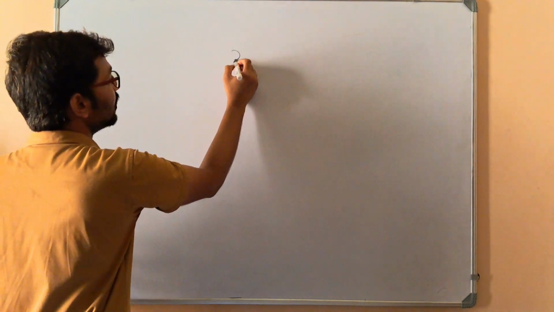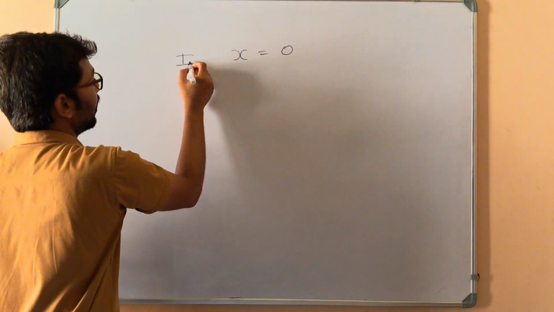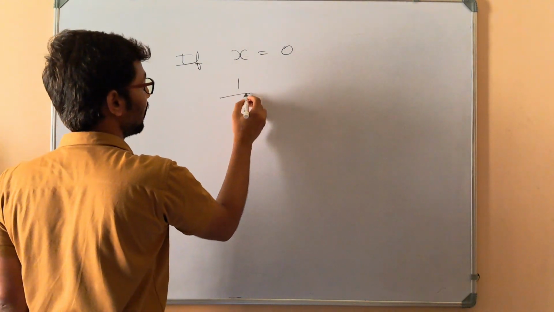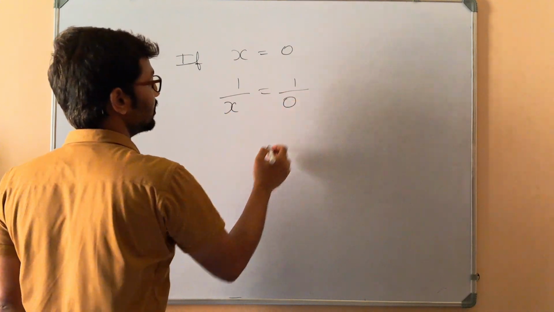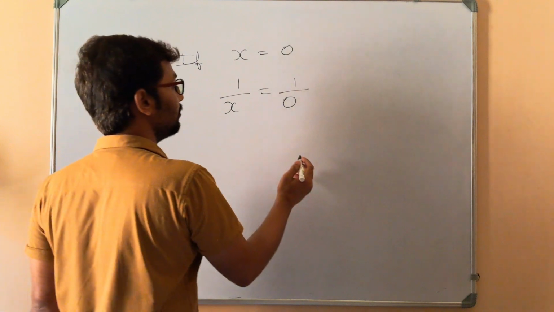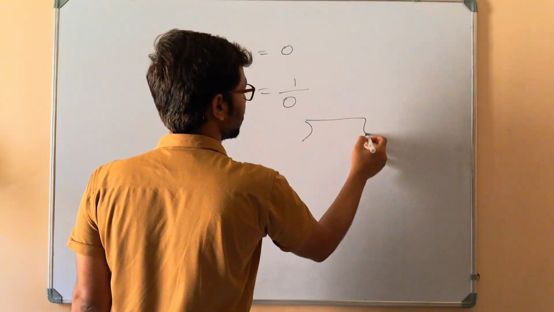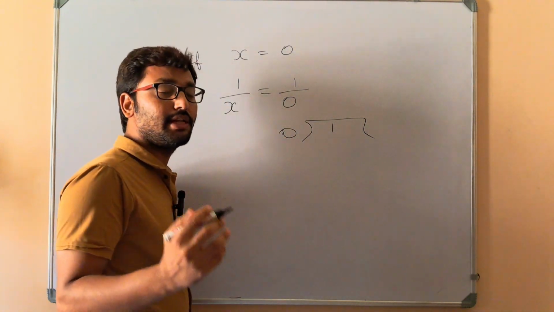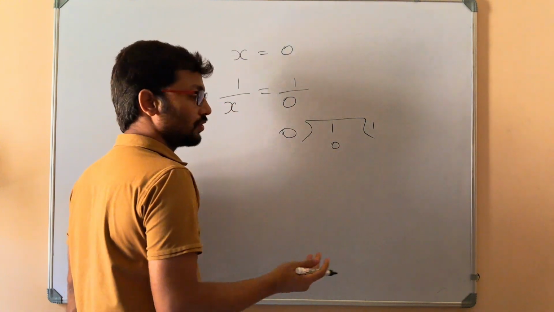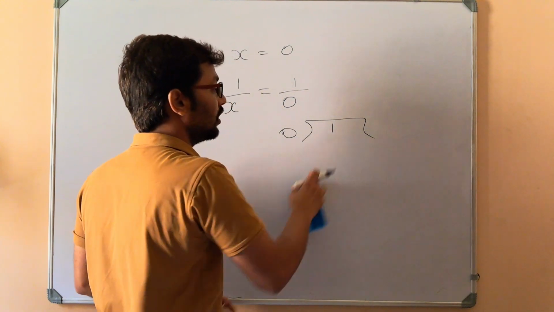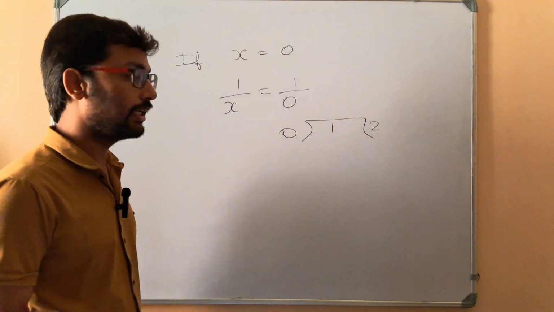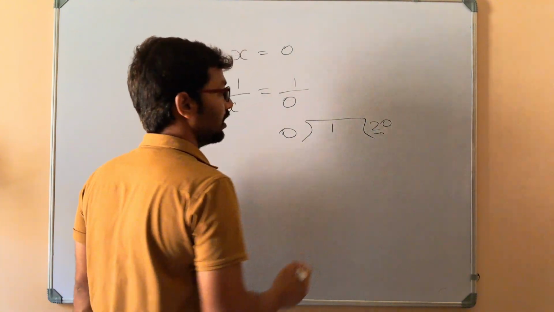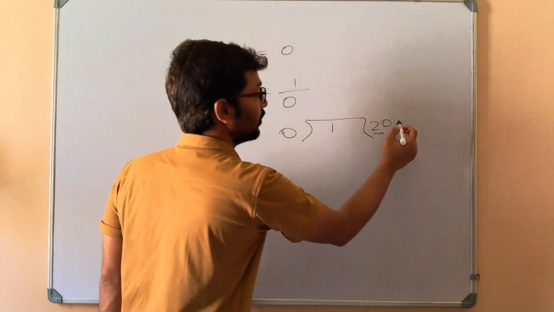If x is exactly 0, then what is 1 by x? 1 by x will be equal to 1 by 0. What is 1 by 0? We just divide by 0. So how should we divide? Someone says 0 ones are 0, someone says 0 twos are, some other says 0 20s are, some other says 0 200s are.